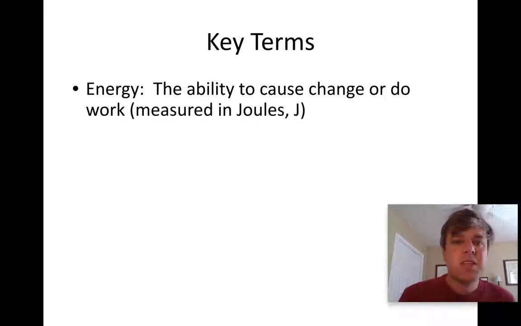The first term is energy, and energy is the ability to cause change or to do work. So if you just walk over and start pushing against a wall and nothing changes, nothing moves, you haven't actually done any work. But in this class, we're mostly going to be talking about energy in terms of heating things up and cooling things down. The unit for energy is the joule, spelled J-o-u-l-e, not Juul, and it's abbreviated with the capital letter J. It was named after James Joule.